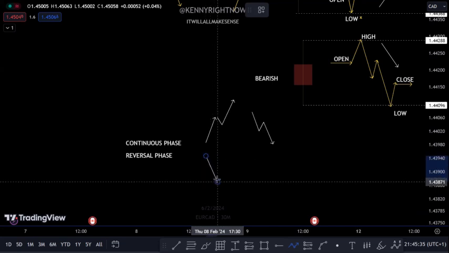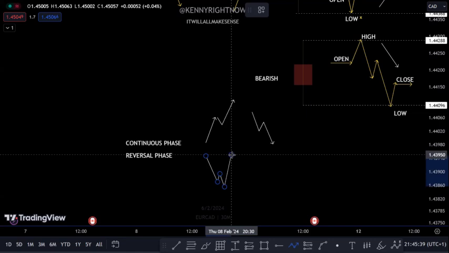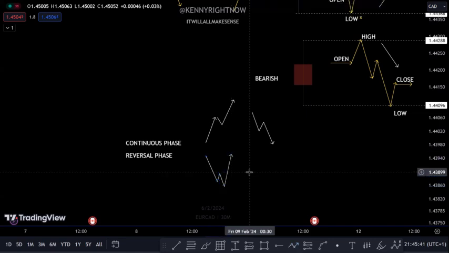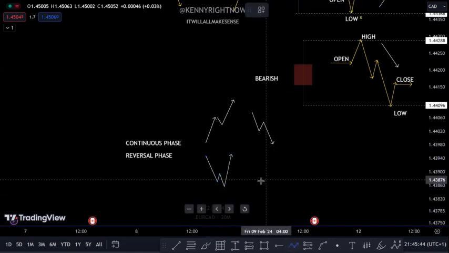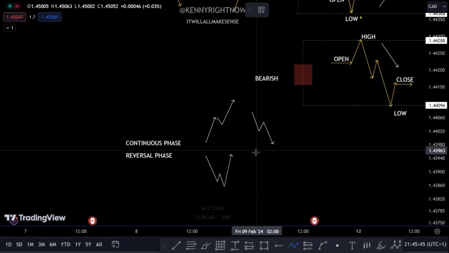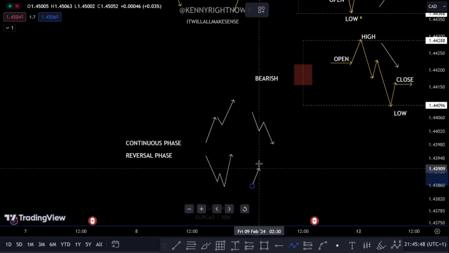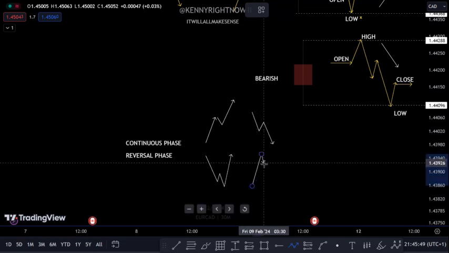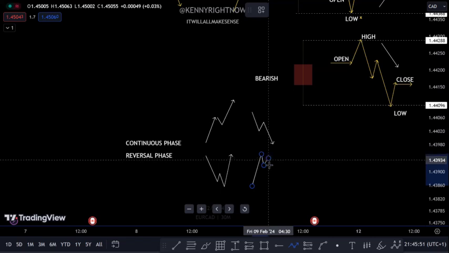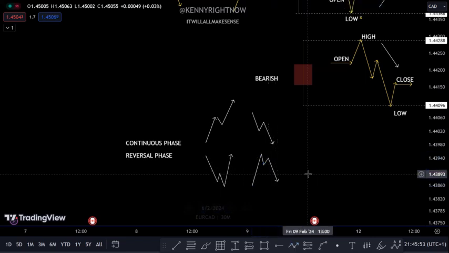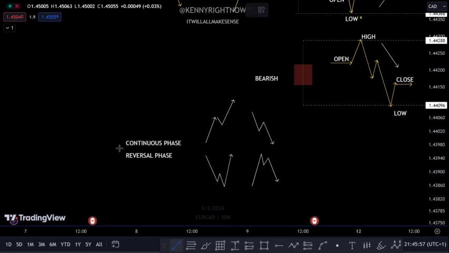Now, in a reversal, if price is selling, what is it going to do? It will switch to buying. And if price is buying, in a reversal phase, what is it going to do? It's going to switch to selling. Now, this is the dynamics of the market.